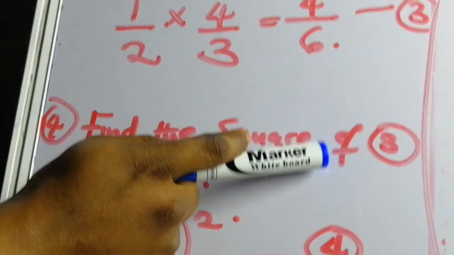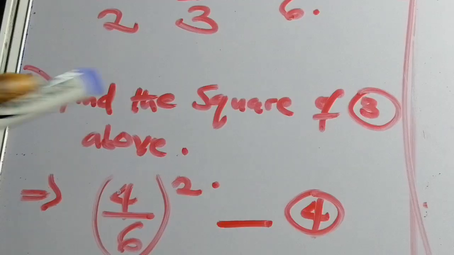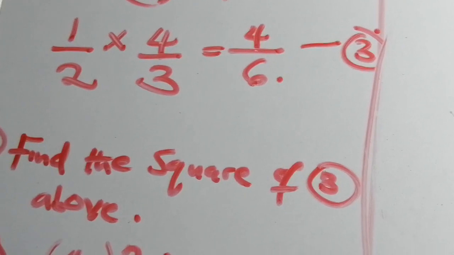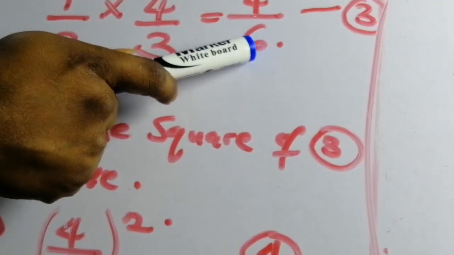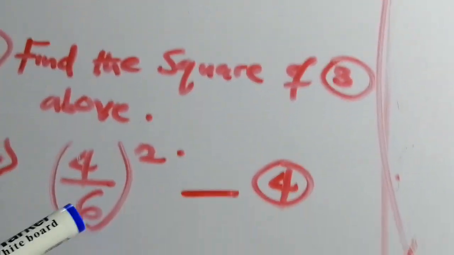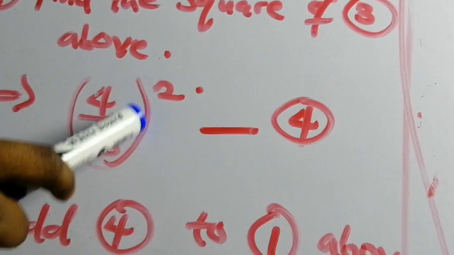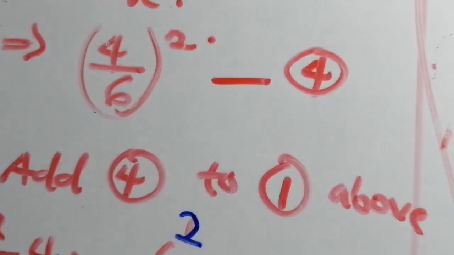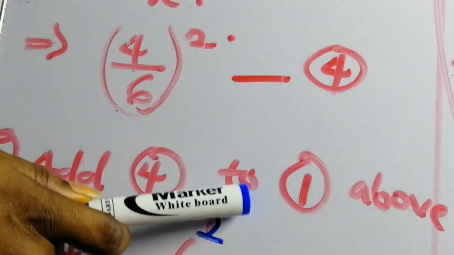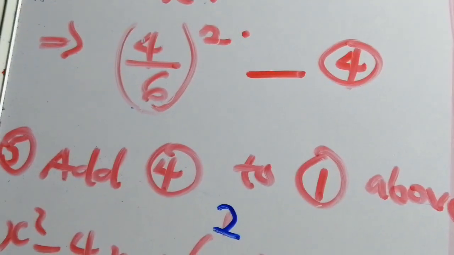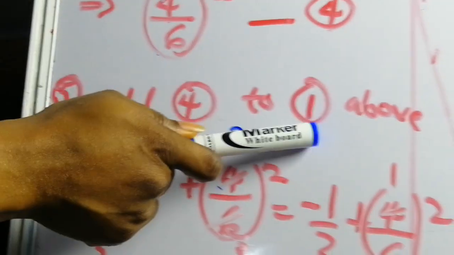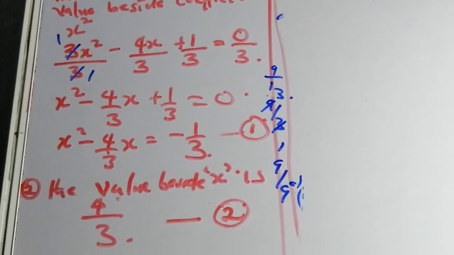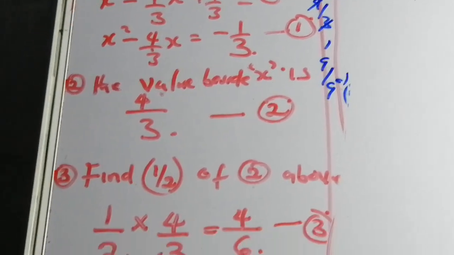Find the square of equation 3 above. Do you understand now? So in 3 above, I got 4 over 6. What is the square? It means power 2. That is 4 over 6 raised to power 2. Step 5. Add the result of step 4 to equation 1 above. Equation 1 is above here. So just follow these steps and you'll be able to understand the completing the square method.